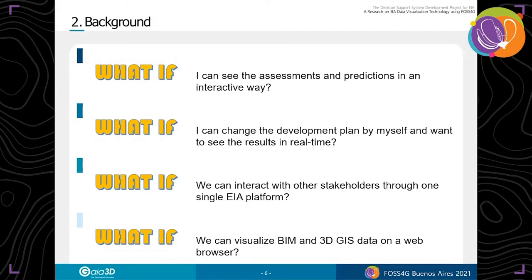These days, building information modeling is getting more and more popular. So if we can integrate those BIM data in the EIA process, that might be cool. So these are the motivations of this research.